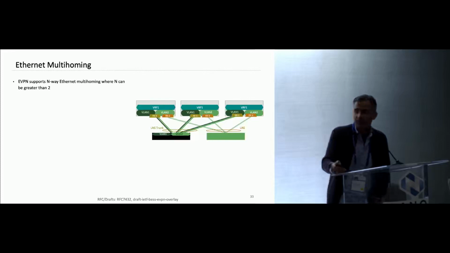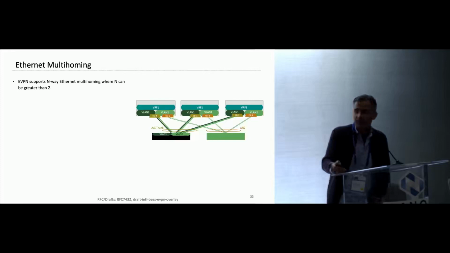Basically, if the subnet does not span beyond this collapsed spine, I can just advertise the subnet routes. I don't have to advertise the host routes. So it's a variant of ERB where I'm advertising subnet routes instead of host routes. And I'm doing EVPN multi-homing down to the access switches and MC-LAG up from the access switches. And this is an example of N-way multi-homing in EVPN.